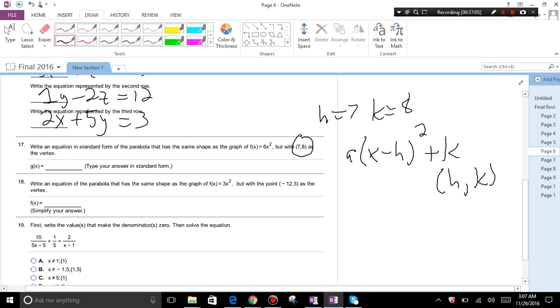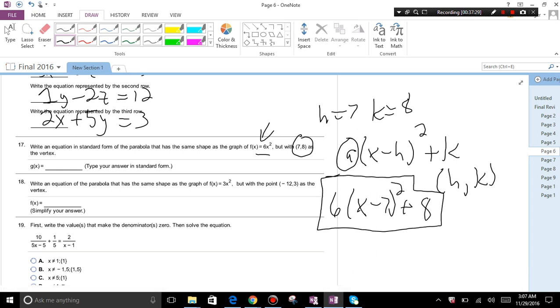And so what happened to f of x is that it becomes... and nothing happens to the a. The a is just 6 here because the original a was 6. And so the answer is 6 times x minus 7 squared plus 8. That's what happens when we move it by the vertex. And you do the same thing for number 18.